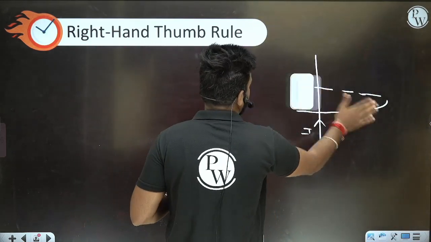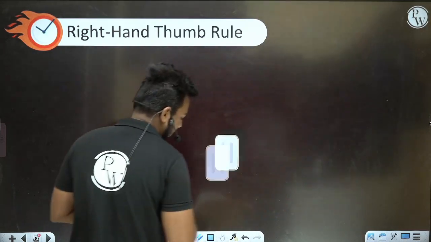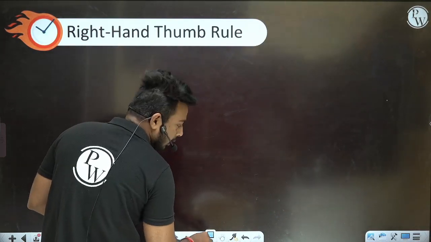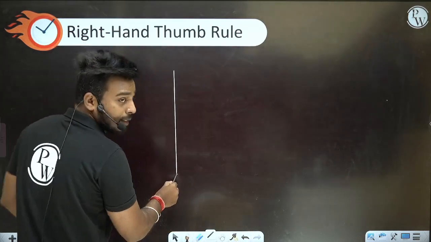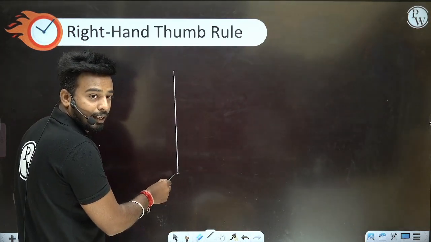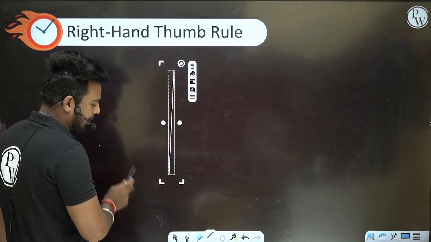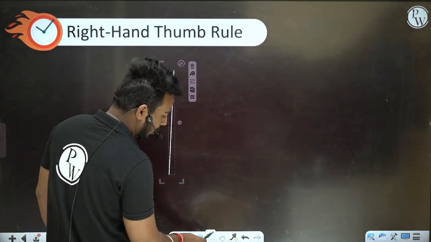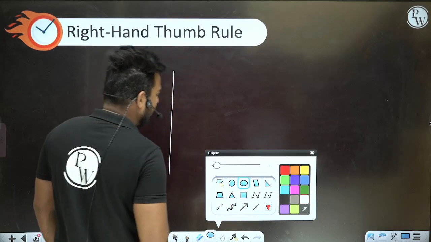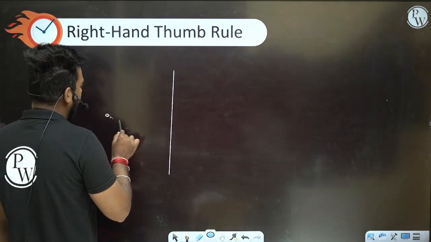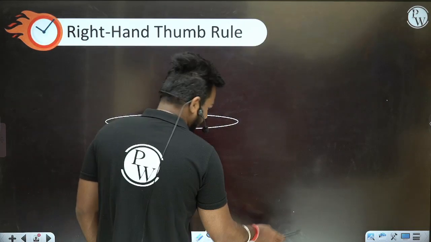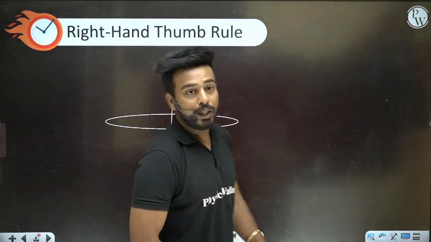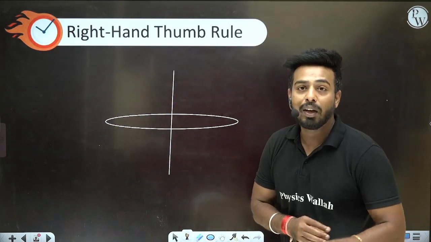Let me take an example, and with the example this topic will be crystal clear to you. Now let me take a wire. It is the wire. With the help of this we are going to understand the concept of magnetic field. It is the space where the magnetic field is generated. Now we need to find the direction of the magnetic field.